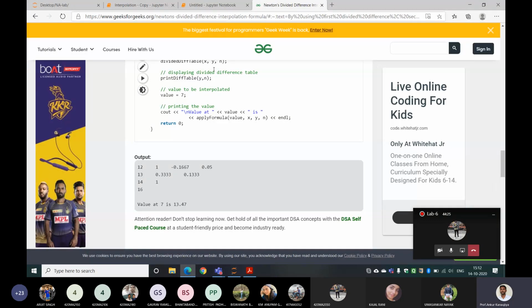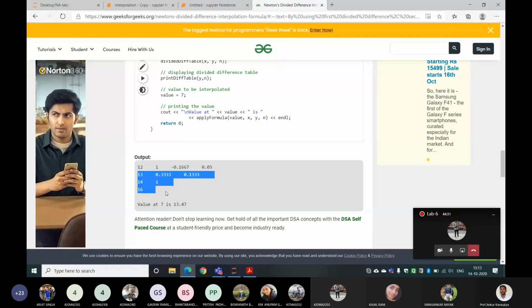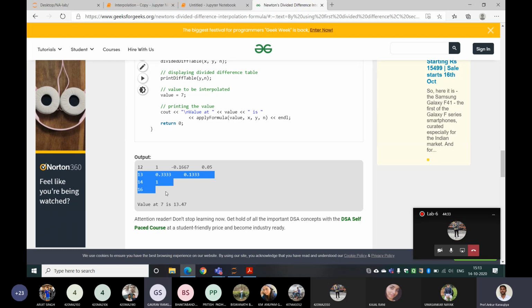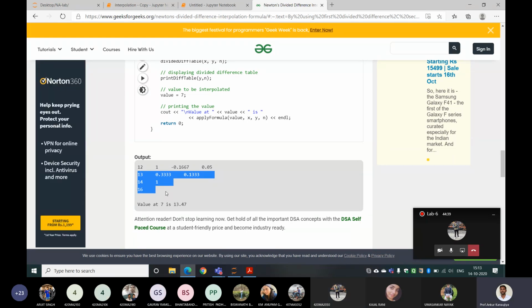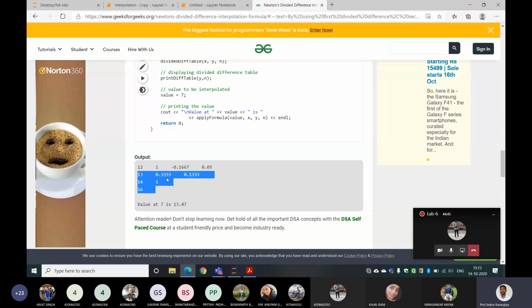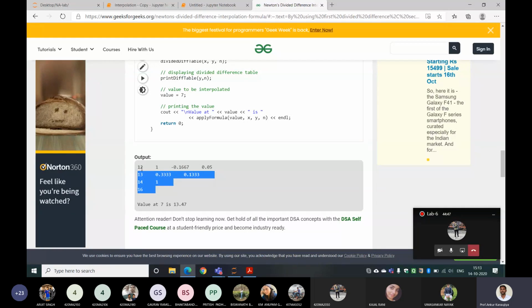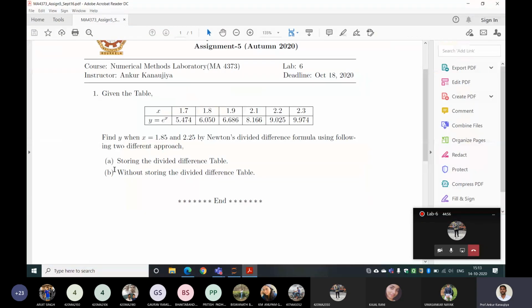So without storing the divided difference table means, see, if you are using forward, do you really need this value? Yes or no? Is there any use of this highlighted value? No. So the second part is that without making this table, this unnecessary value is not required. Can you find this without storing this value? That is the question. That means no need to create an n cross n matrix, the y is sufficient. Every time you have to update this y.